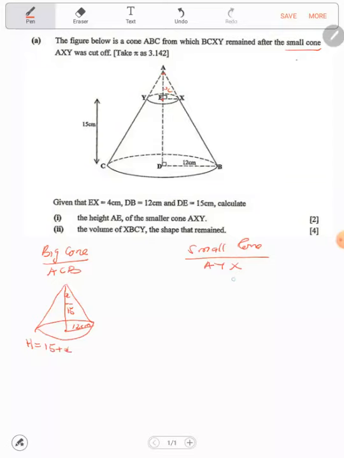For the small cone, the radius is EX, which is 4 centimeters, while the height is just AE, which is x. Now, for us to find the value of x, we need to use ratios or similar figures.